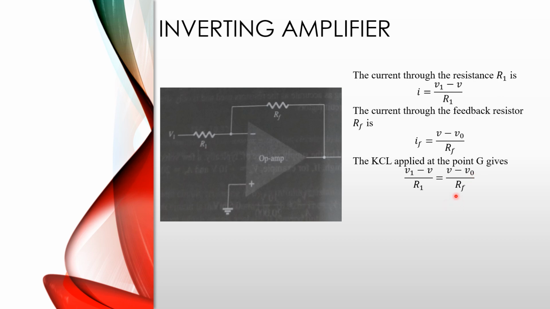As we already considered, the G point is virtually ground, not actually ground. That means V is 0. We can consider V equal to 0. Then how does the equation reduce? That is V1 by R1 equals minus V0 by RF. That means V0 equals minus V1 into RF by R1.